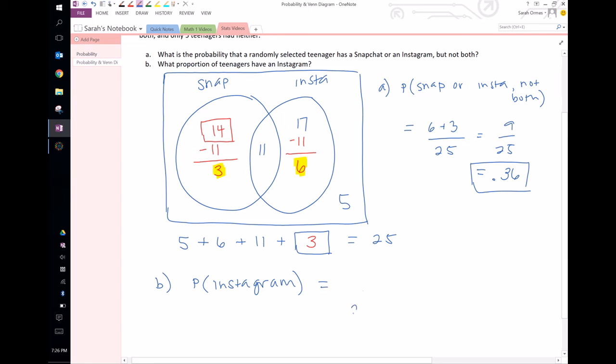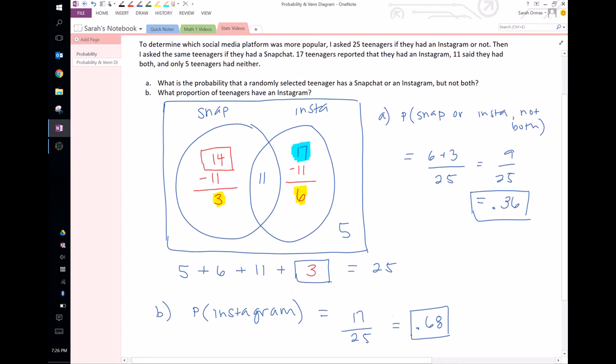So again, this has to be out of 25 because I have 25 people. And I'll highlight all 17 of these people have an Instagram. 11 of them have both, but it didn't ask me anything about that. So I just want to know who has an Instagram. All 17 of them. And this is 68% of teenagers. Alright guys, there's your Venn diagram.